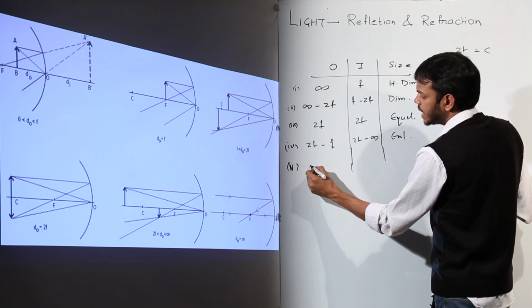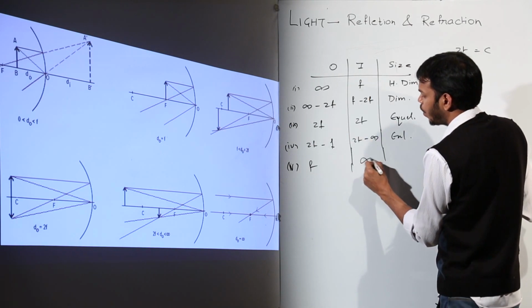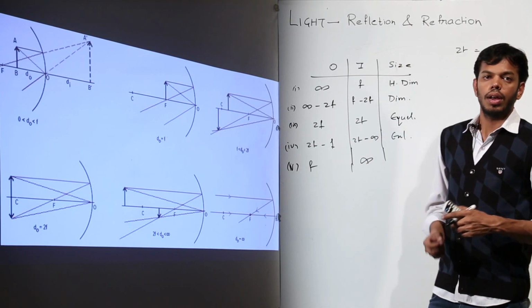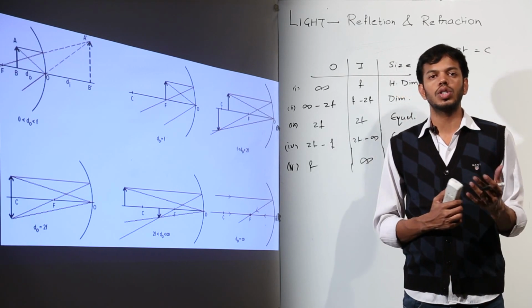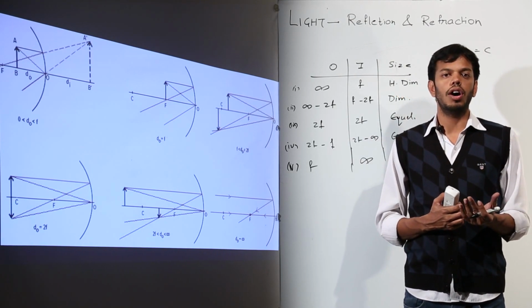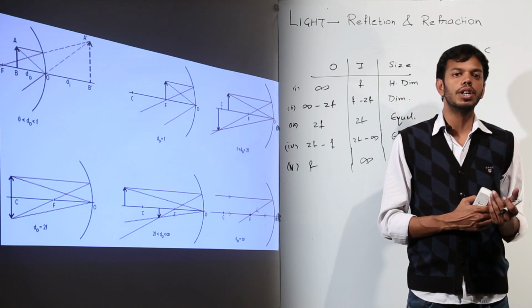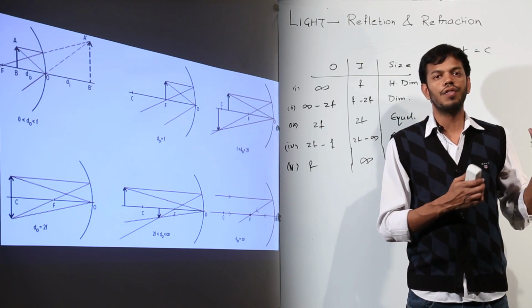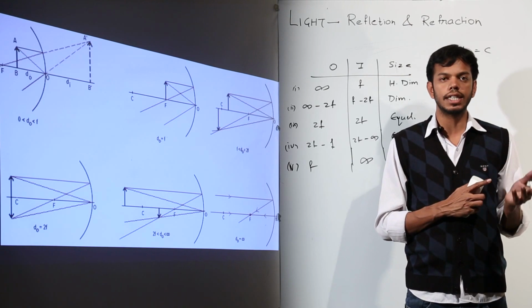Fifth case, we have placed it at focal length, so the image will form at infinity, because all the rays always follow the law of reversibility. What is the law of reversibility of light? That light, if reflected 180 degrees, will always retrace its path.